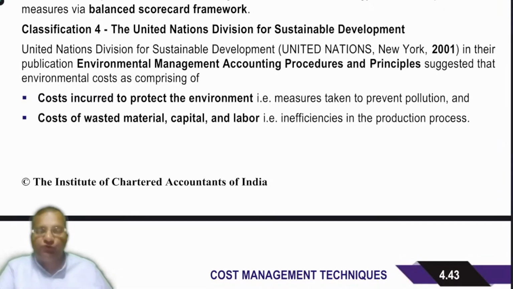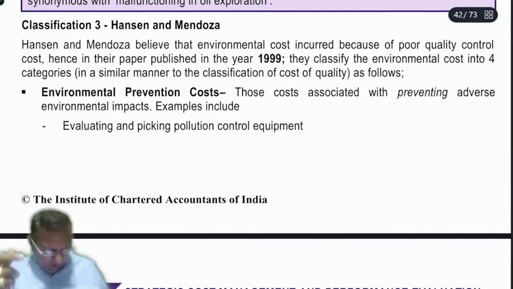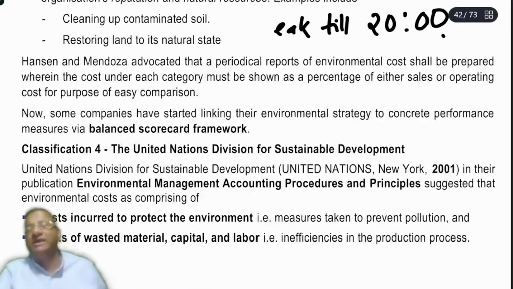Then we have seen there are four classifications of environmental cost. Generic classification, then US EPA, the Environmental Protection Agency, then the one given by Hansen and Mendoza, and the last one is the United Nations Division for Sustainable Development.